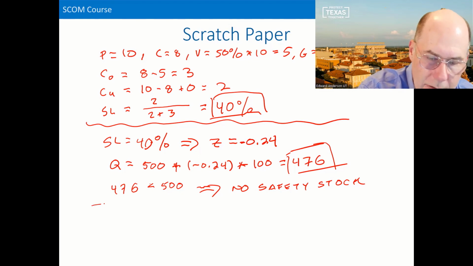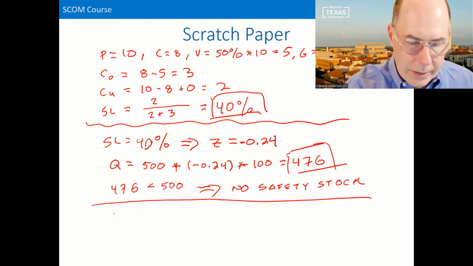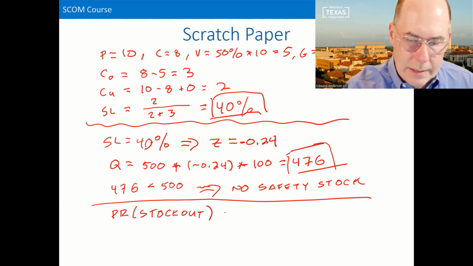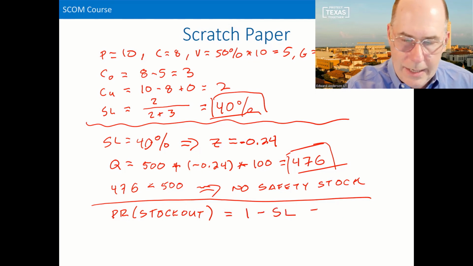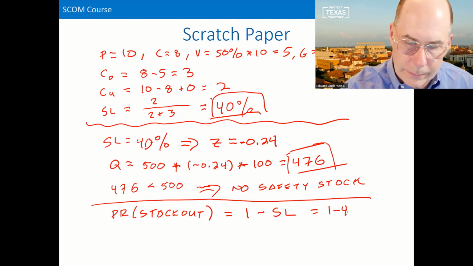Now, we also want to know the probability of stocking out. This is trivial. The probability of a stock out is going to be equal to 1 minus the service level. And hence, in this case, it's going to be 1 minus 40% equals 60%.